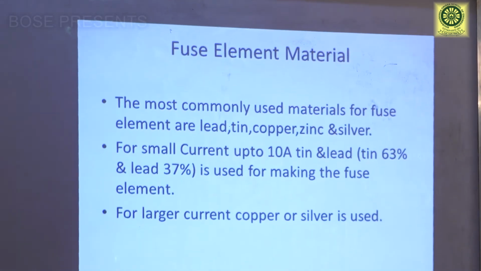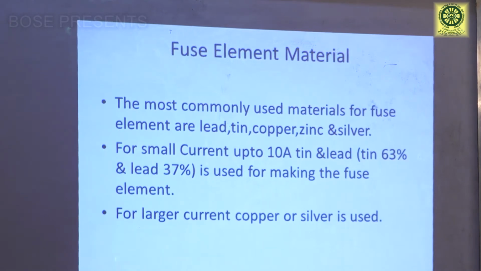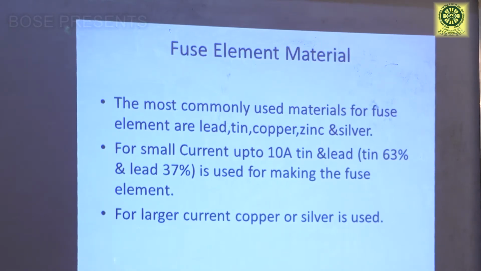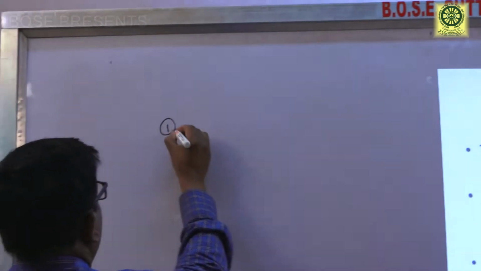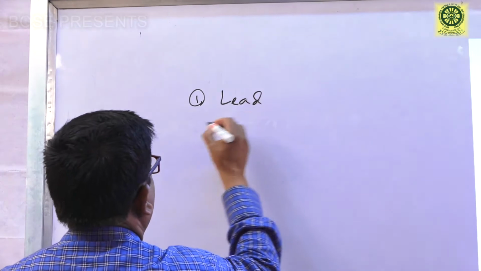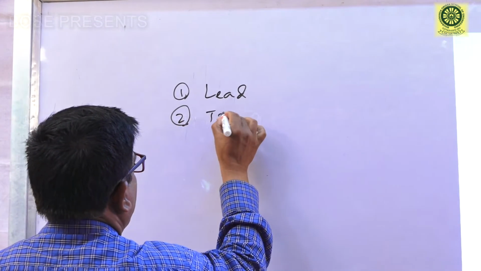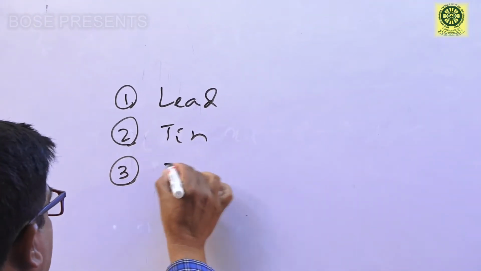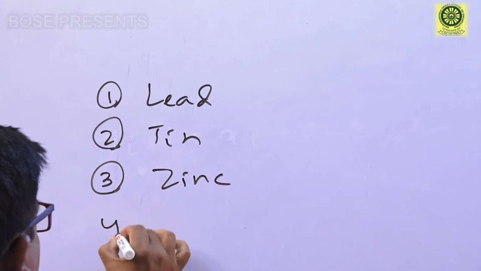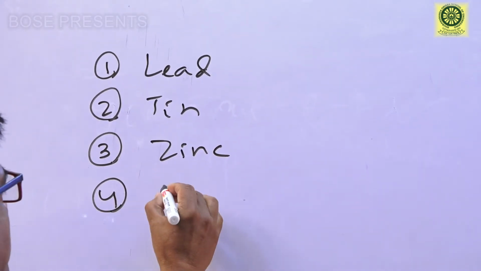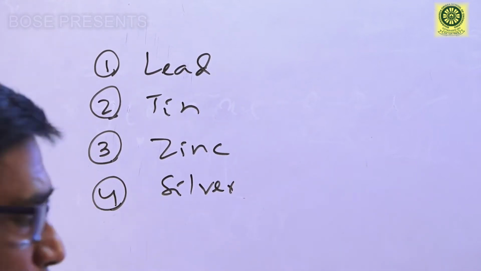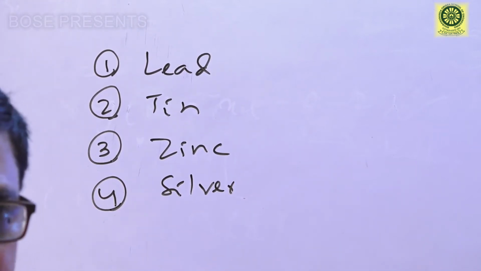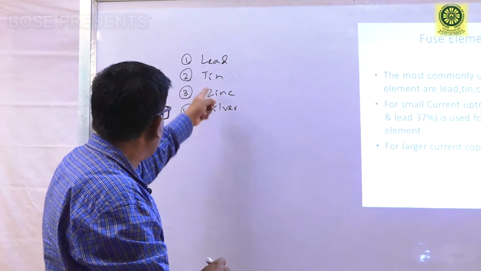Then what are the materials used in fuse element? Your number one is lead, then your tin, then your zinc, then your silver. These are the elements used in fuse element. Or you can tell that when you are preparing a fuse wire, these things are used.